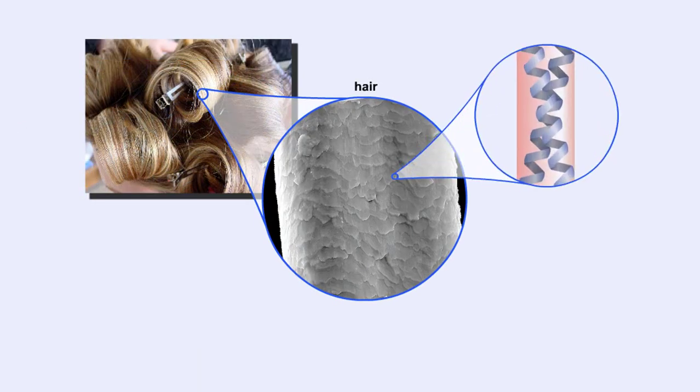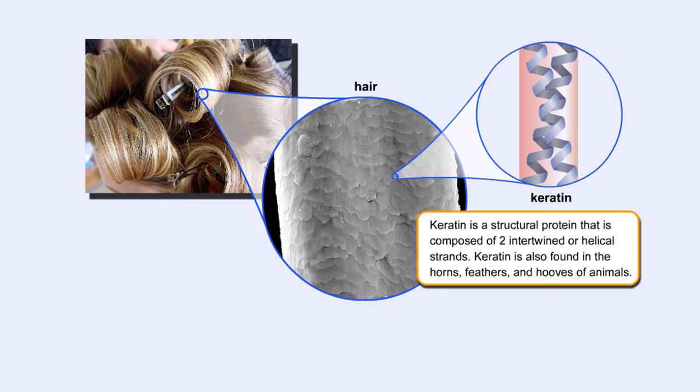How proteins function is really about how proteins do work in cells. How do proteins work? Let's start thinking about protein function by looking at something important to you, your hair. Keratin is a structural protein that is composed of two intertwined or helical strands. Keratin is also found in the horns, feathers, and hooves of animals.